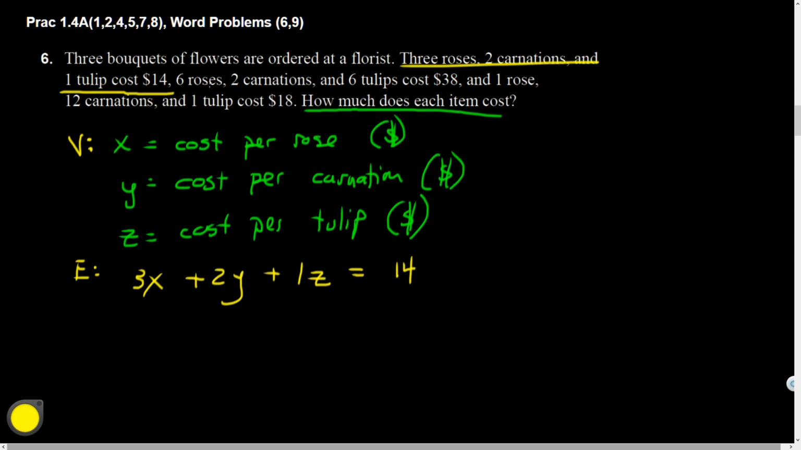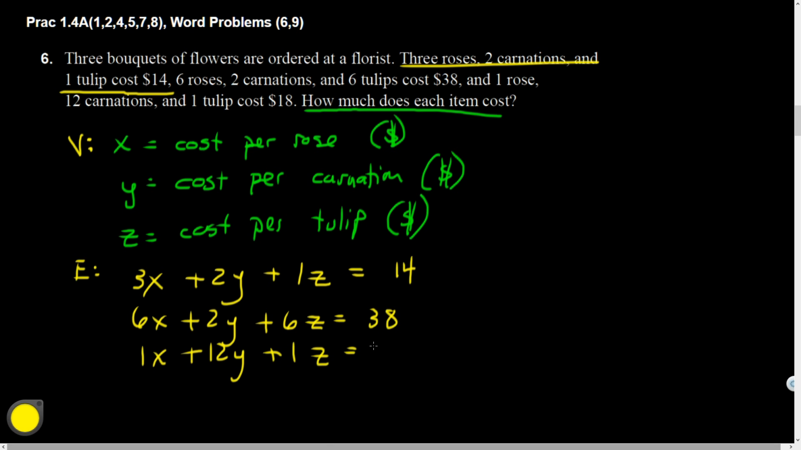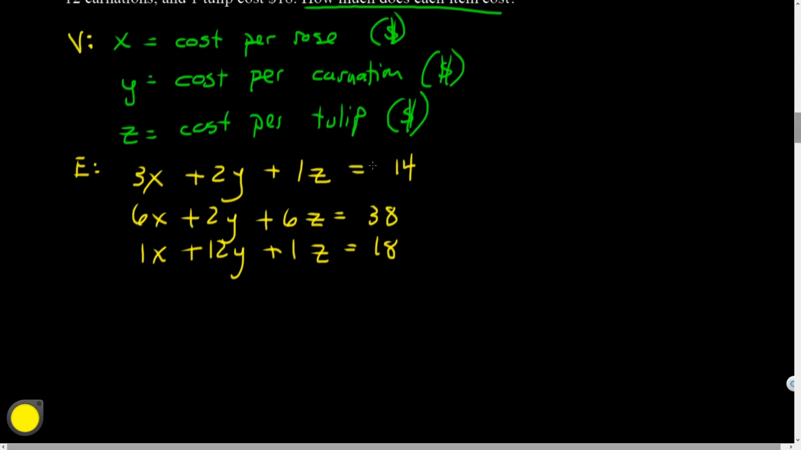All right, so there's my first fact. And then my second fact, 6 roses plus 2 carnations plus 6 tulips was equal to $38. And then the last fact was 1 rose, 12 carnations, and 1 tulip equals $18. And so now that I've got all of those defined, we can solve our system.